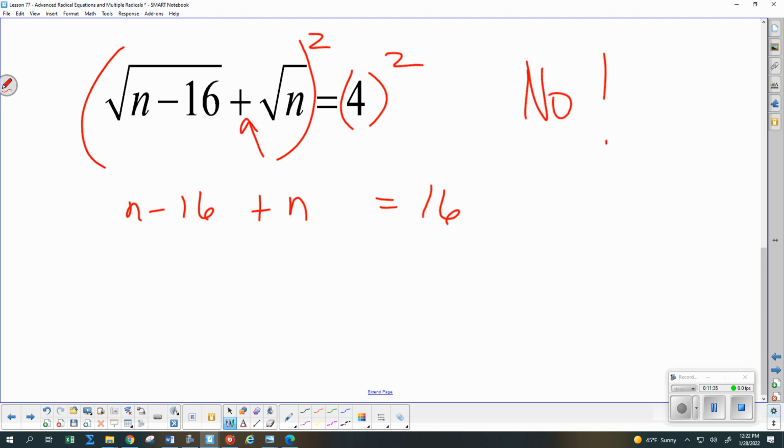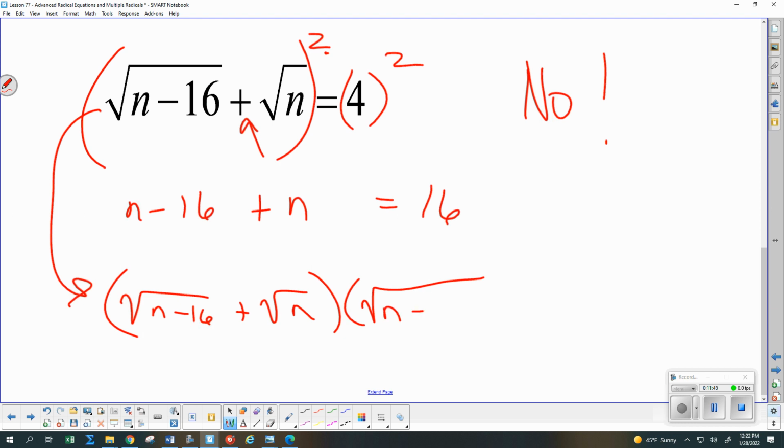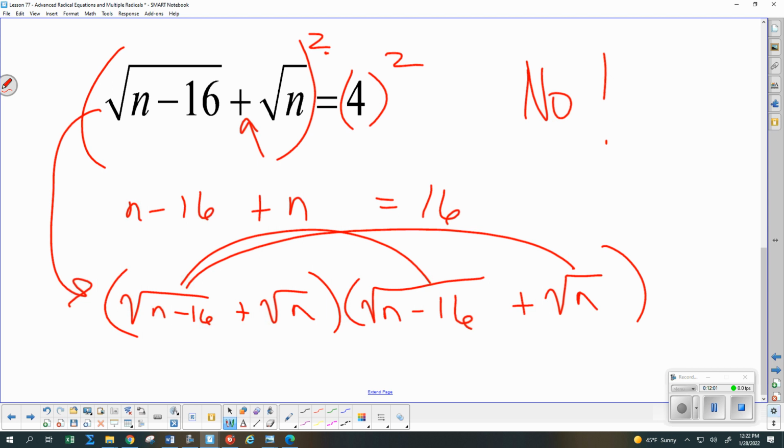Because of this plus in here, this does not work. You've got to have just one square root. What I just wrote here would mean root n minus 16 plus root n times root n minus 16 plus root n. So then I'd have to factor it out. That would give me a regular n minus 16. But then I'd have root n squared minus 16n, and then I'd have another root n squared minus 16n, and those would not cancel. And then I'd have plus a regular n, so I'd have an even bigger mess than I had before to try to work with.